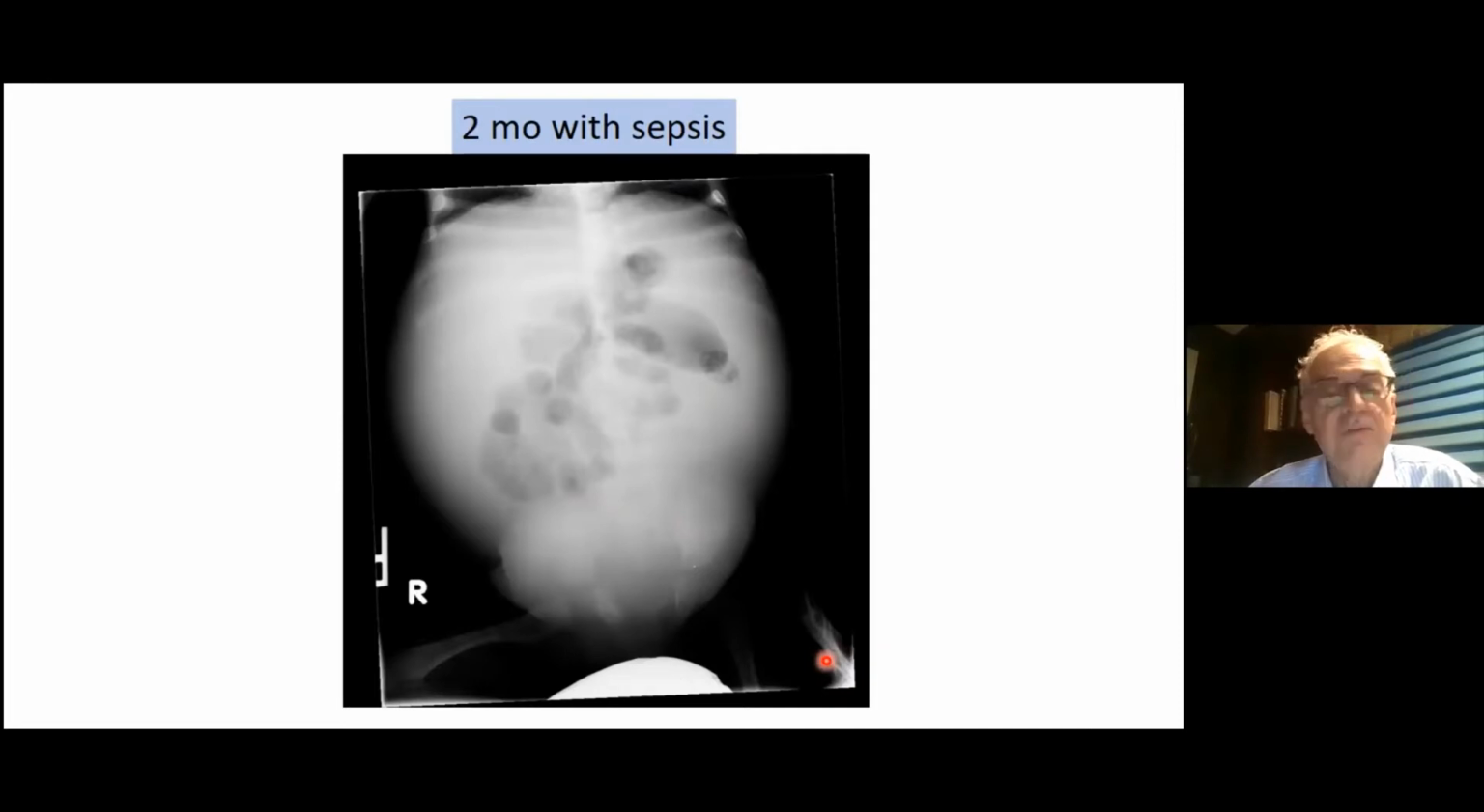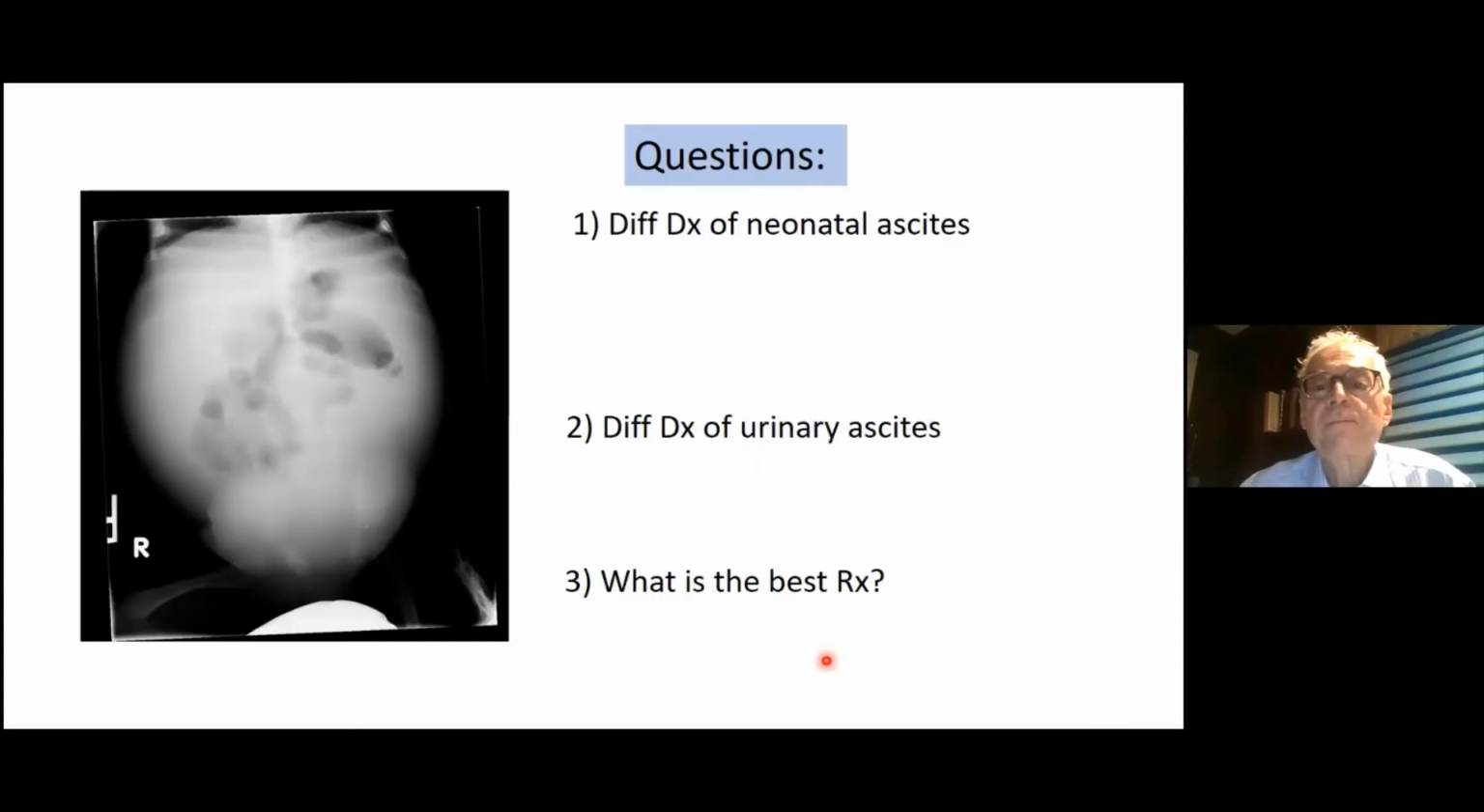Now remember we said 50% of the cases of this are urinary. So anyone take a little guess at this one? Differential diagnosis of neonatal ascites. Here they are: urinary, bowel rarely, cardiac rarely, liver sometimes. Differential diagnosis of urinary ascites. What would you think in a newborn?